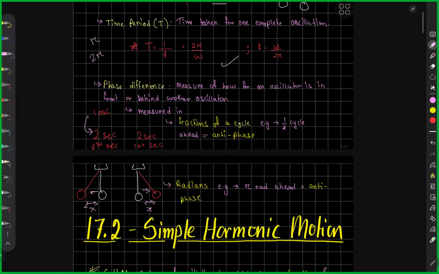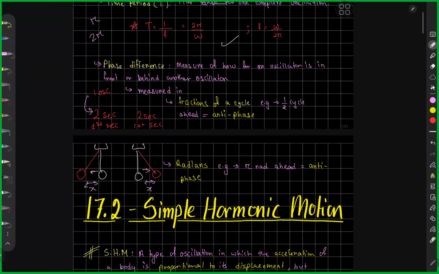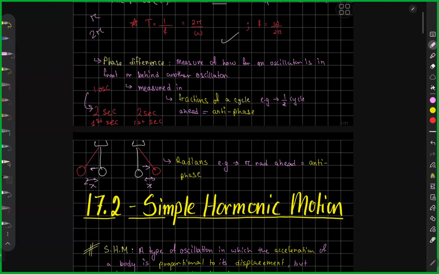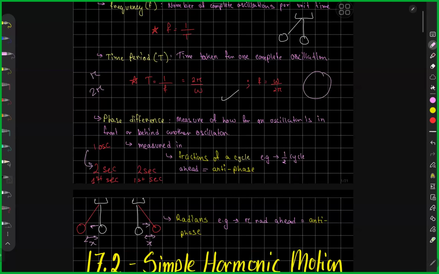2 pi basically means it's the same position. If I have an object over here, a circle, and a bob over here, and this is 0 degrees, and it comes back to the same position, it is 2 pi.